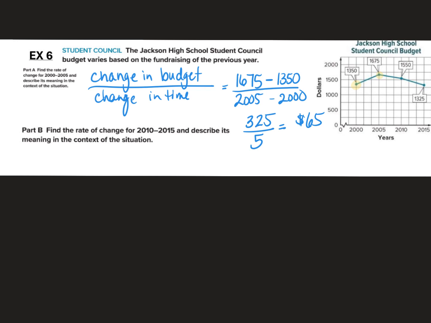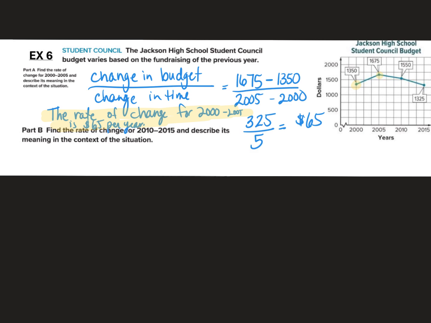So I'm going to answer that with a complete sentence. The rate of change for 2000 to 2005 is $65 per year. That is my final answer for this question.